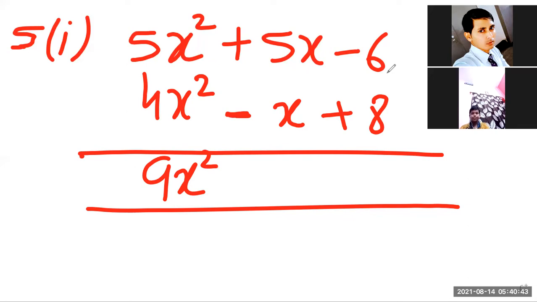और यहाँ +5x और -x, प्लस माइनस क्या हो जाएगा? माइनस. माइनस मतलब घटेगा। तो 5x में से 4x घटाएंगे तो क्या हो जाएगा? +4x। प्लस 4x. क्योंकि 5 बड़ा है ना, यस सर. तो जो बड़ा रहता है उसके सामने जो निशान रहता है वो उतर जाता है, पता है ही। यस.